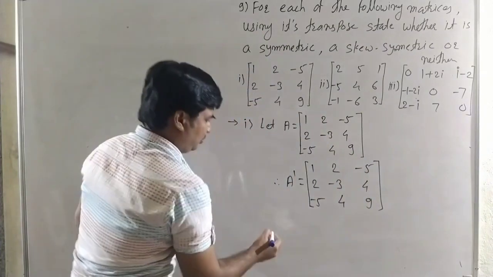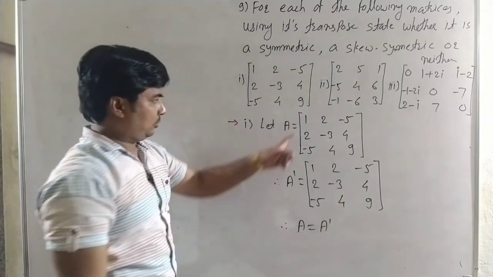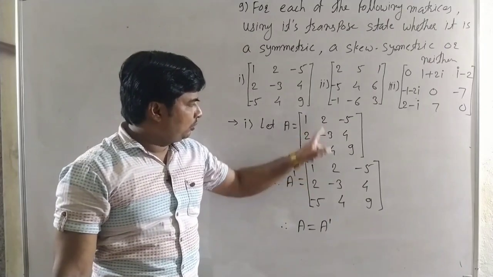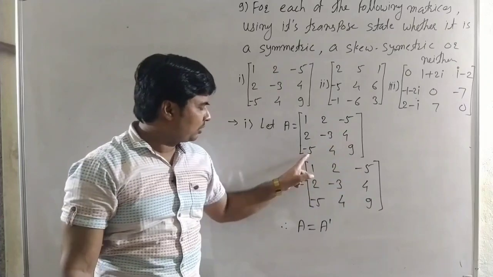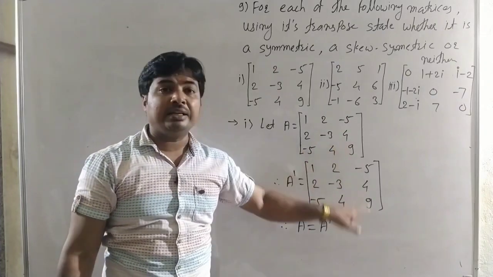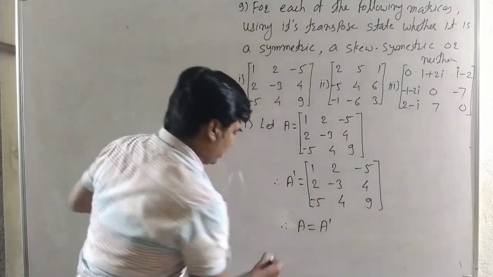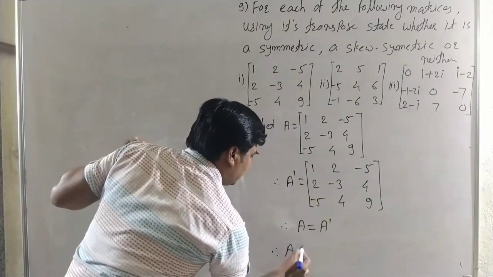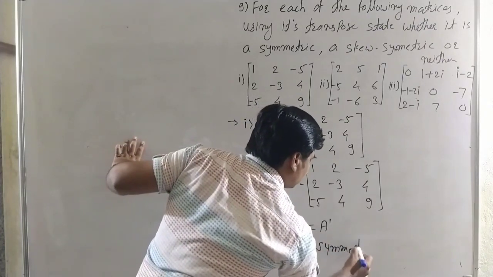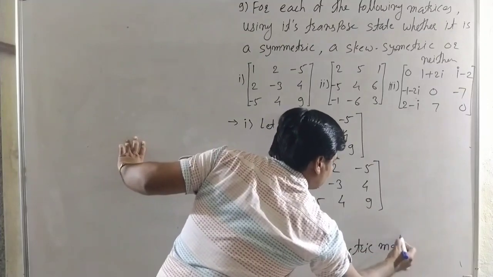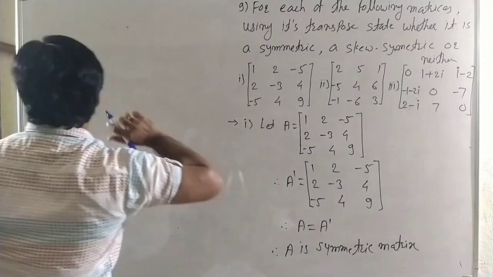Okay, from these two, A is equal to A transpose. See carefully: 1, 1, 2, 2, minus 5, 2, 2, minus 3, 4, 4, minus 5, 4, 4, and 9, 9. That means two matrices are equal. A is equal to its transpose, and therefore A is a symmetric matrix. Now we consider the second.